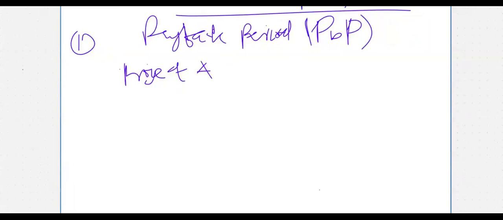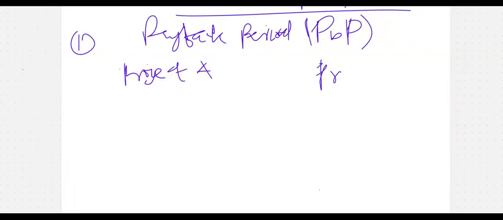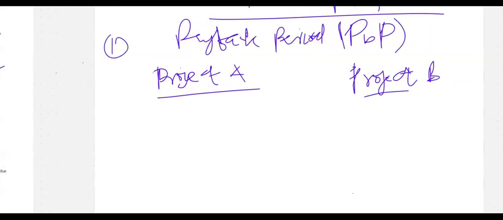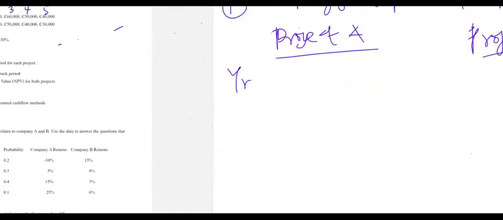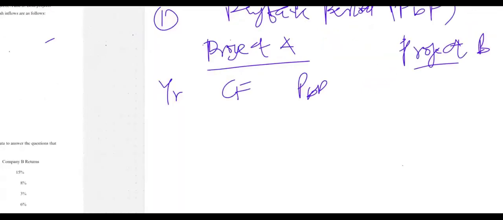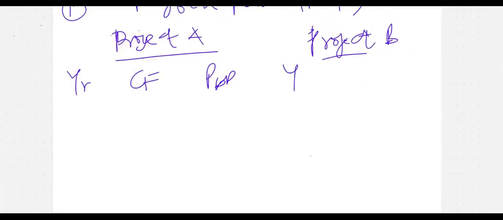Then project B. In exams, you can do one below the other. You put, let's say, project A at the top, then project B below, or you can do it side by side. So project A, what do we have? We have the year. All of them will have years, right? So year, we have the cash flow, we have the payback period. The same applies to project B: year, cash flow, payback period.